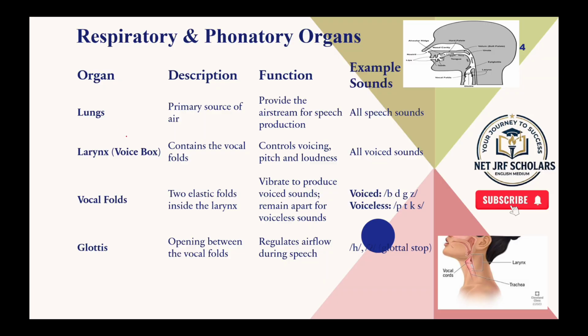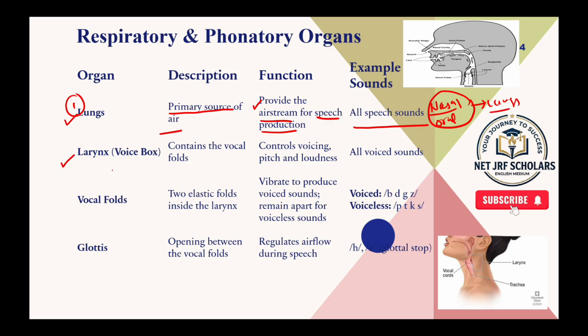Now we will look at the organs one by one. So first is the lungs. It's the primary source of air, providing the air stream for speech production for all speech sounds, whether it passes through the nasal cavity or the oral cavity, the source being the lungs. Then we have the larynx, which is also called the voice box. It contains the vocal folds. It controls voicing, pitch, and loudness for all the voiced sounds.